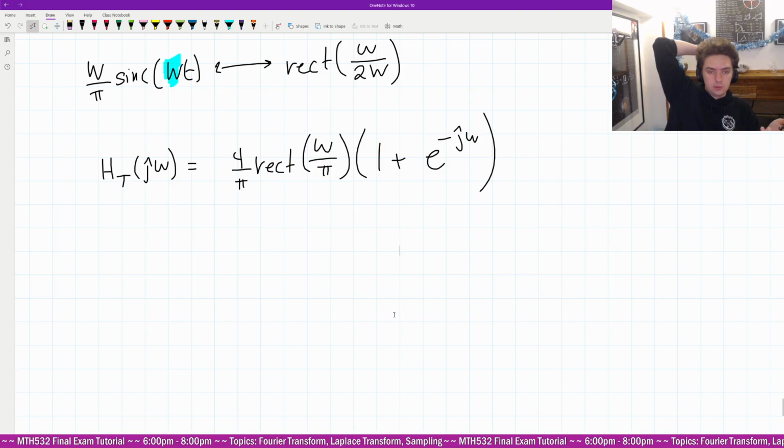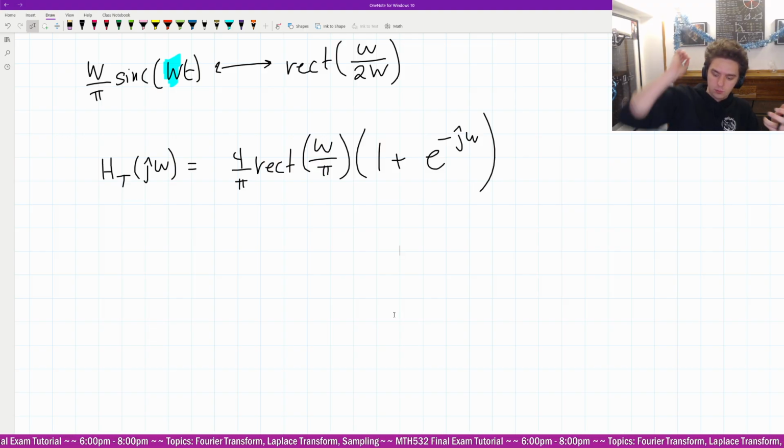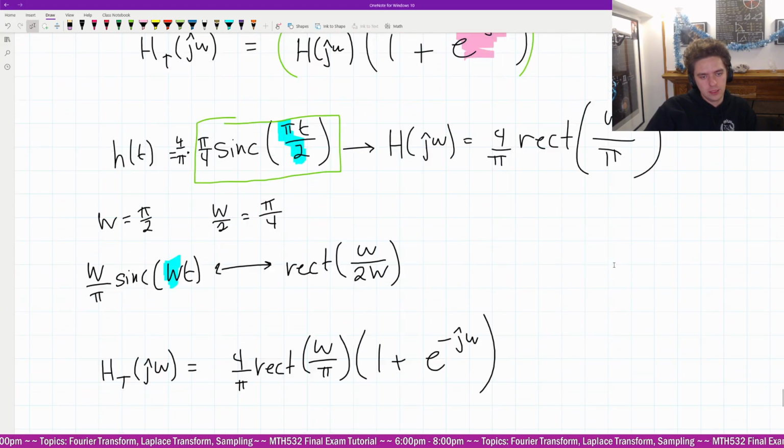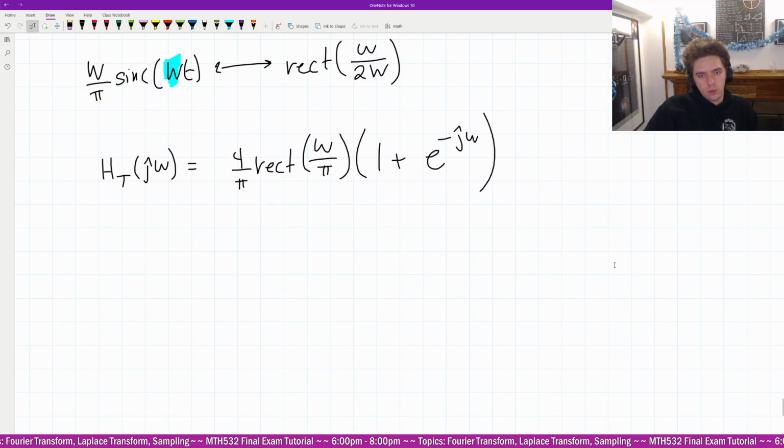Now that we found this, right, what we can do is plot it. That's what the question is asking for. It says determine and plot the magnitude and phase spectra. So the way to do this basically is figure out what's your complex number, what's your real part, and what's your imaginary part, to find the phase and the magnitude. So the way I did this, let's see what it was again. Oh, that's not the same answer I got. What? 1/2. Oh, yeah, okay.